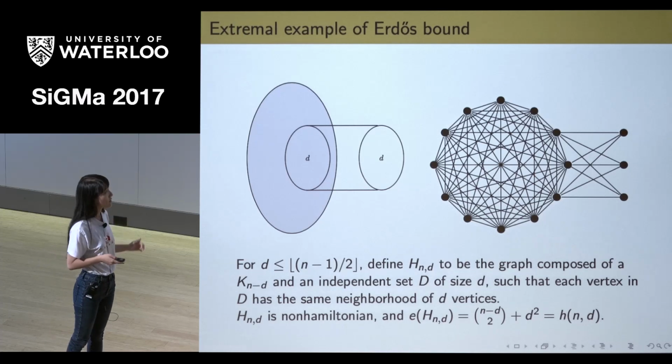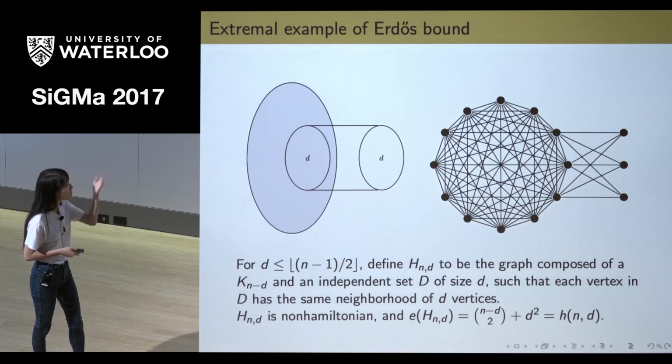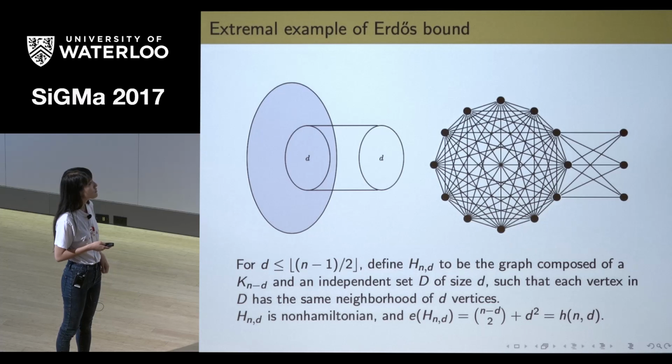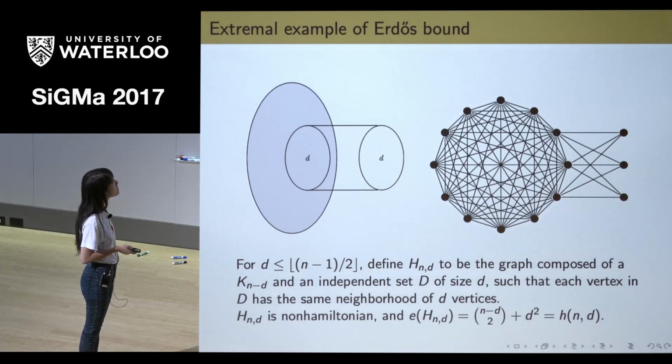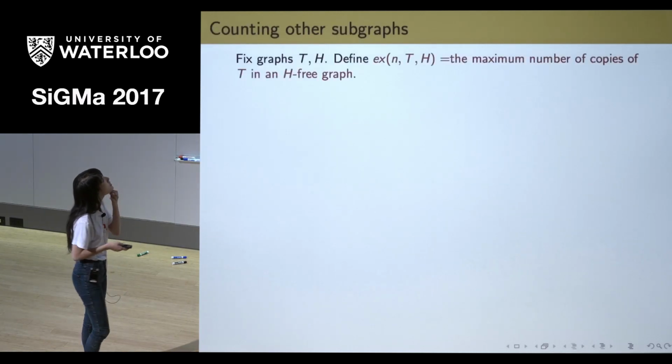So we can't find a spanning cycle, and you can check that the number of edges is exactly this function little h(n, d). So these are our extremal examples.